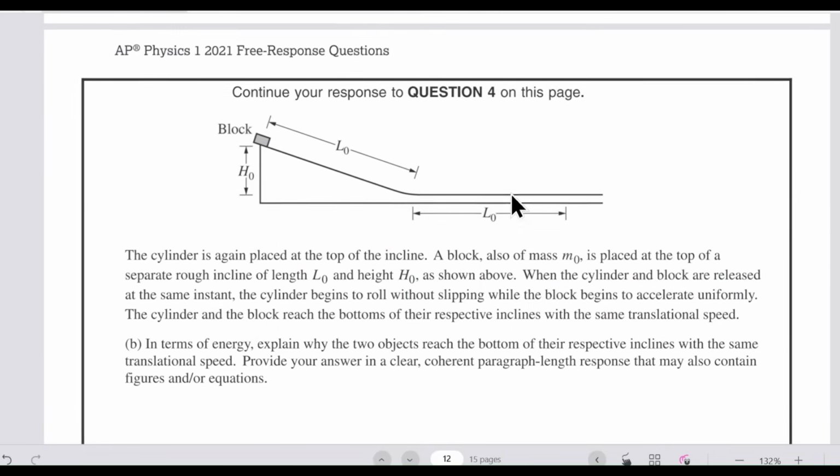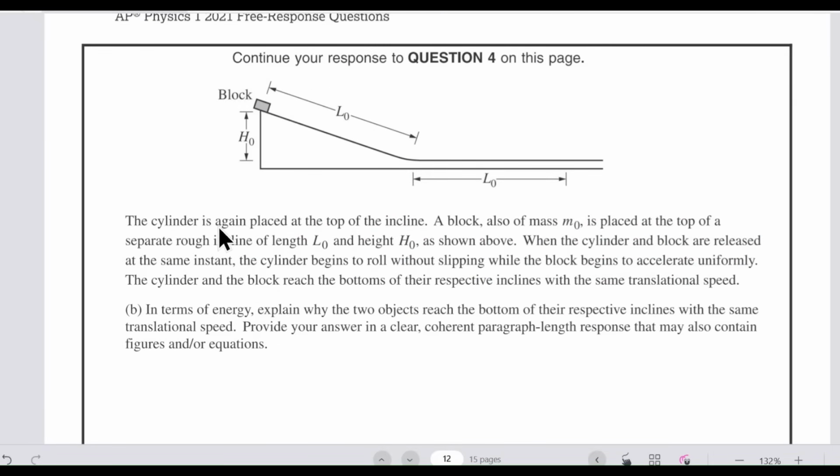The next one talks about this cylinder, which is again placed at the top of the incline, and a block of mass m naught, which is of course the same mass as the cylinder, is also placed at the top of a rough incline. Rough incline means this has friction. Now, when the cylinder and the block are released at the same instant, the cylinder begins to roll without slipping while the block begins to accelerate uniformly. The cylinder and the block reach the bottom of their respective inclines with the same translational speed. So they're asking, in terms of energy, you need to explain why this happens.